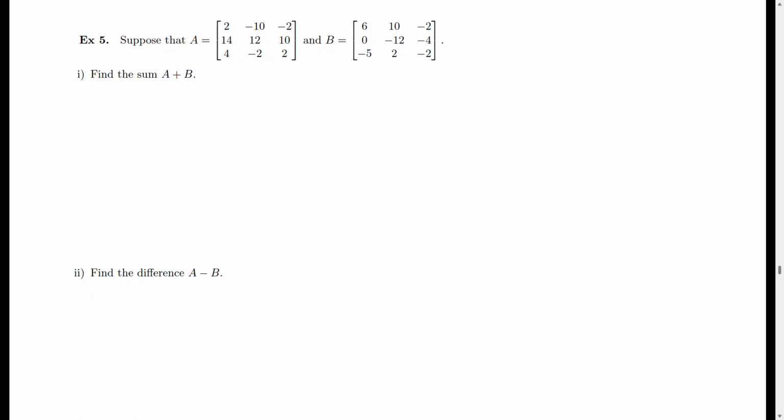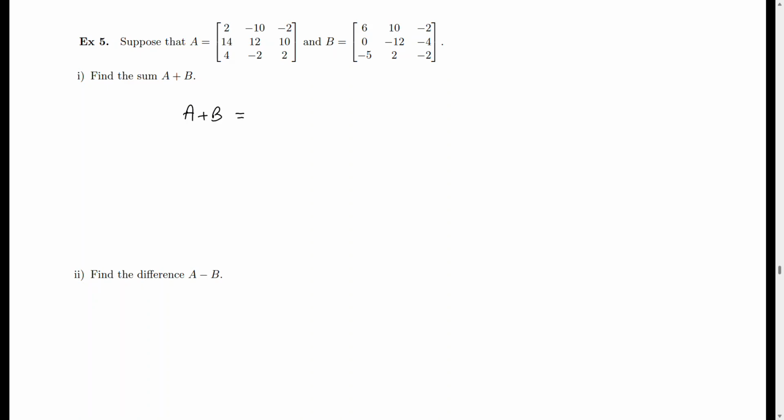Okay, so in example 5, the matrices that were given are 3 by 3 each. There's 3 rows and 3 columns in each of the matrices. So it is a legitimate question to ask what's the sum or what's the difference of these matrices. Remember, the sum and difference cannot be found if the order is not the same. Just like with equality, the two matrices cannot be equal if they're not the same order. So let's see if we can get A plus B.